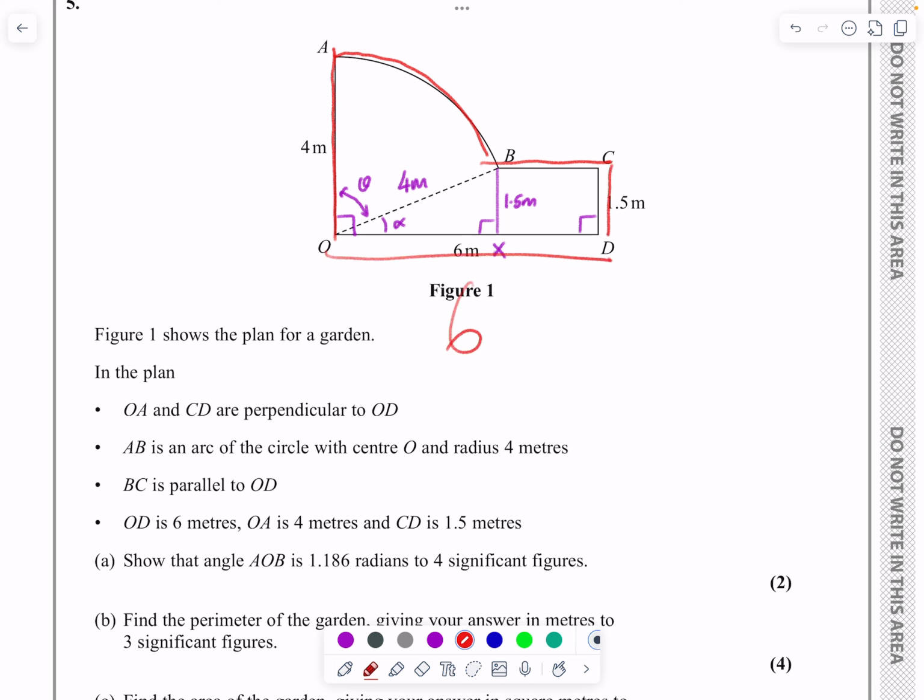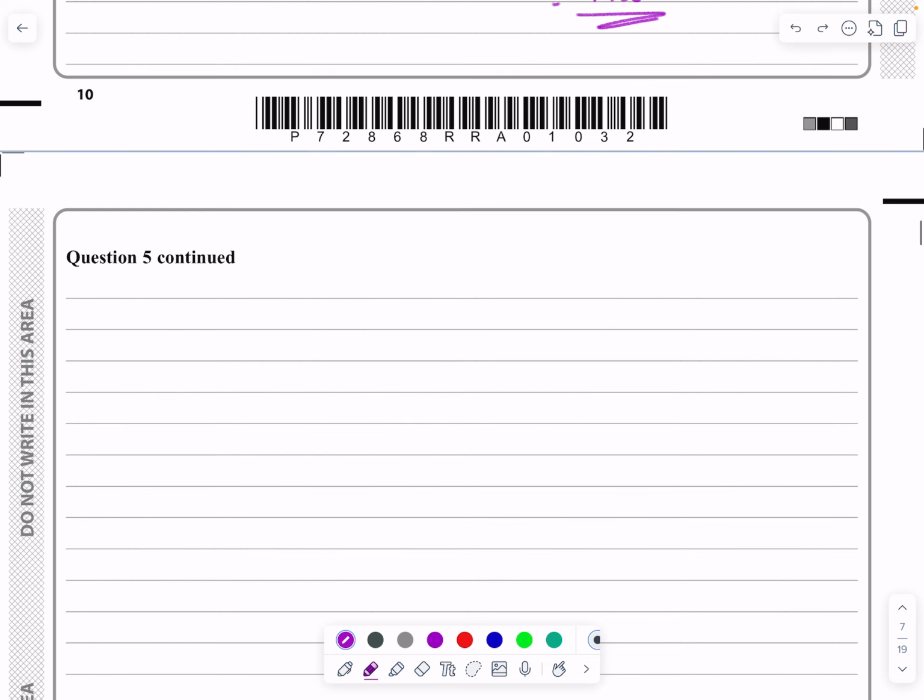Now we've got 6, we've got 1.5, we do not have this one here, and we certainly don't have the arc length. I'm going to do the arc length first, so let's get rid of all that stuff, I'm going to do AB, I'm going to do this one, and then I'm going to do that one. Okay, so AB is the easiest one to do first of all, because it's just the arc length.